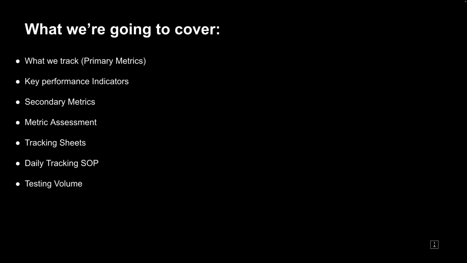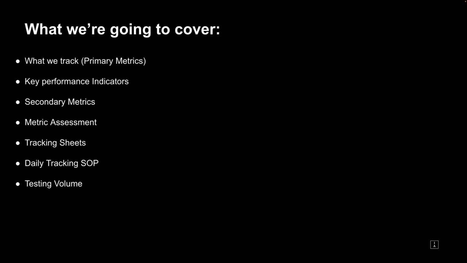Next, we have our metric assessment. This is how we actually look at the metrics and say whether or not the system is working, what we need to change. Next, we have the tracking sheets. We're going to run through the entire tracking sheet that we need to capture all of the data and the engaged prospects for DM Sorcery. Next, we're going to give you our entire daily tracking SOP, so you can just open up the standard operating procedures and tick off task by task in the morning and the evening to get the system operated at maximum capacity effectively. And finally, we're going to go through testing volume. How many Trojan horses, how many VSLs, and how many Calendly links do you need to send before you even think about making a change?